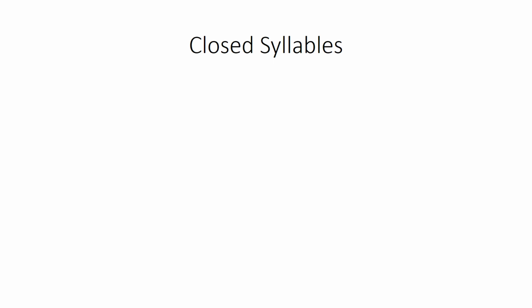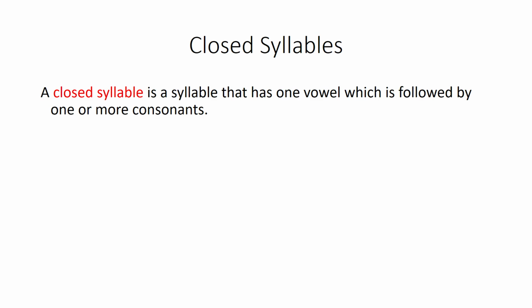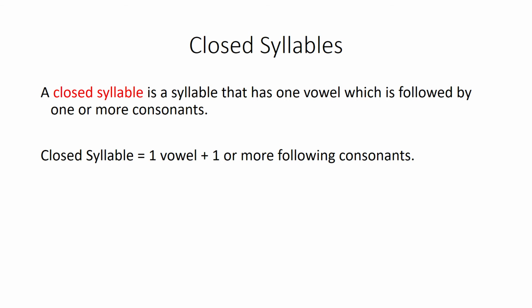Closed syllables. What is a closed syllable? A closed syllable is a syllable that has one vowel, which is followed by one or more consonants. Think about it this way, like a mathematical formula. Closed syllable equals one vowel plus one or more following consonants. If you have this pattern in a syllable, then that syllable is pronounced with a short vowel sound.